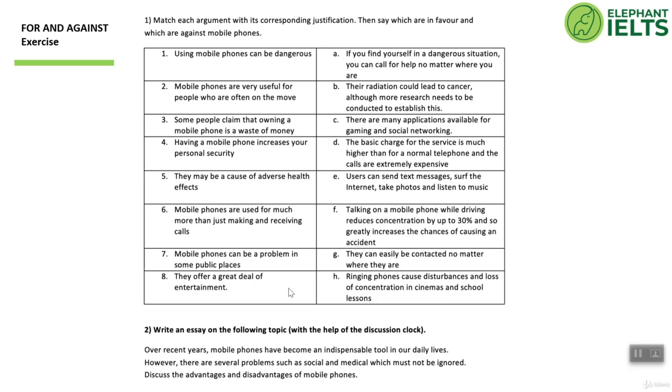And number 8, they offer a great deal of entertainment. That would go with C. There are many applications available for gaming and social networking. So you could use these in your essay. You need to choose 2 advantages and 2 disadvantages and write this essay to answer this question.